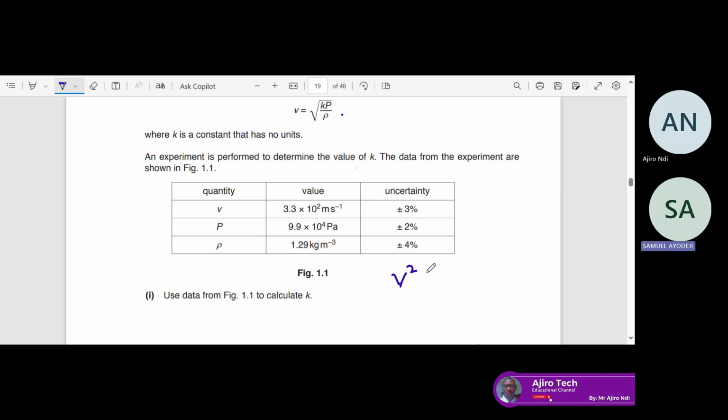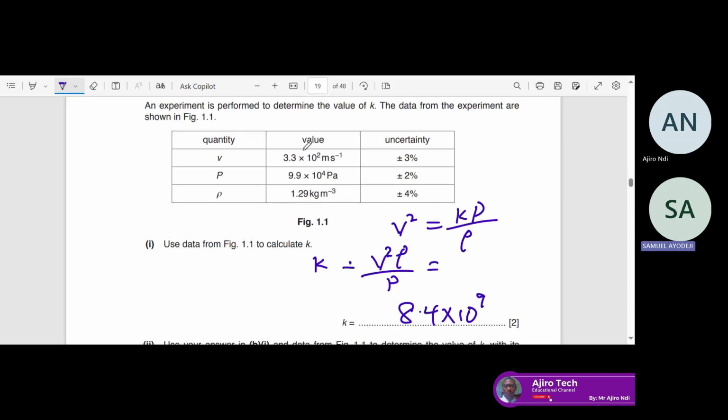So square both sides. That gives you V squared, which will give you KP over rho. So we are looking for K. K is V squared rho over P. Is that not what you did? Yes. So you square this one, yes or no? Yes. Okay. And this is supposed to be 9.9 to the power 4, if it's squared. Yes, sir. Okay.